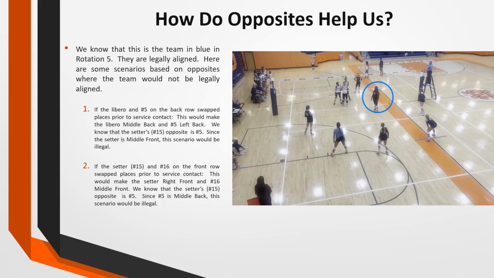Now let's look at this. This is rotation 5 receiving. We know our setter is middle front in rotation 5. We know this is a legal alignment. So let's give you a couple scenarios where knowing opposites would help you.